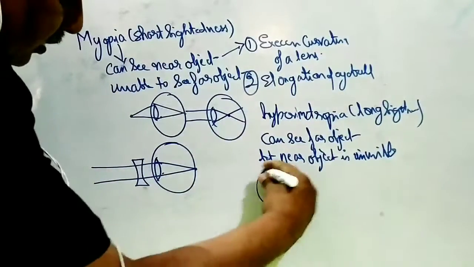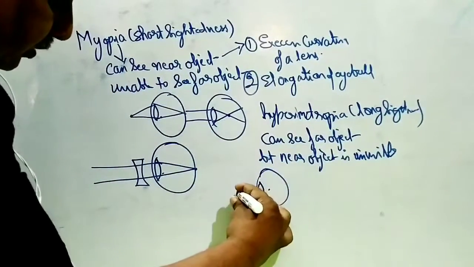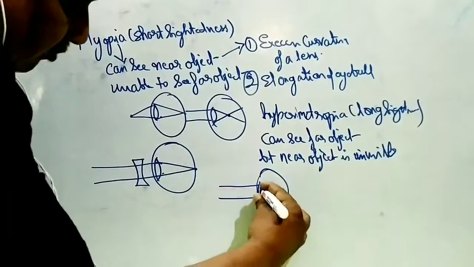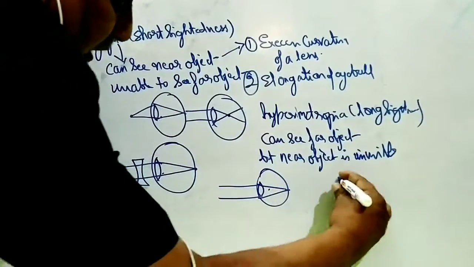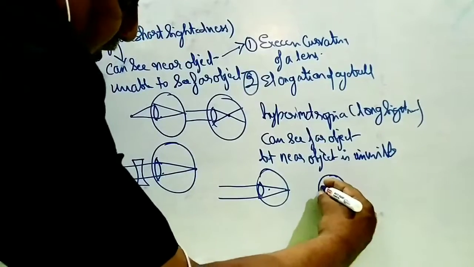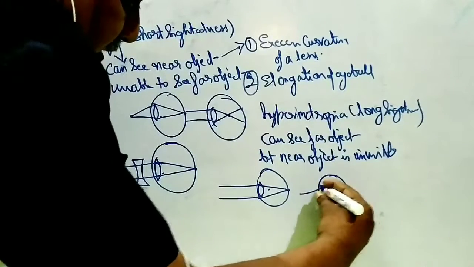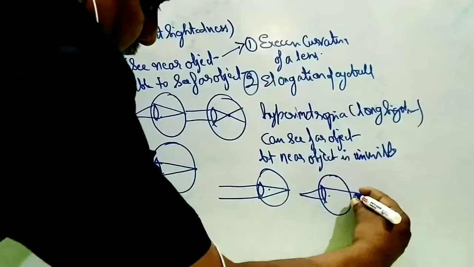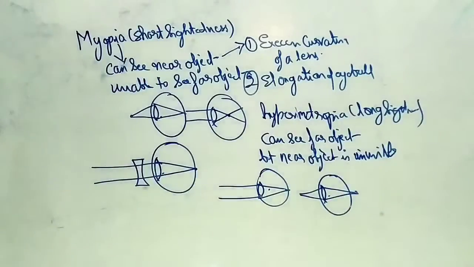Suppose this is an eye, this is a lens, this object, a far object can be viewed easily, but if you will see a near object, this is a lens, so this near object has been kept. So what will happen? The image will be formed behind the retina. It will be formed behind the retina.